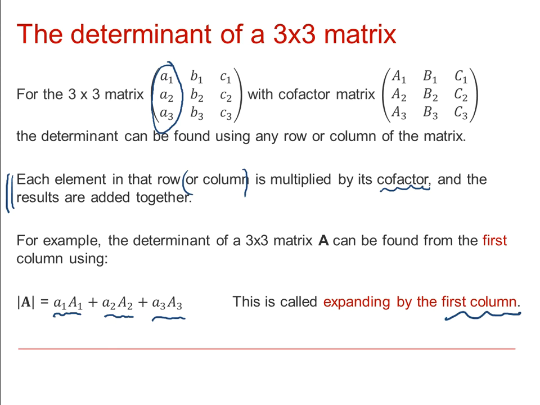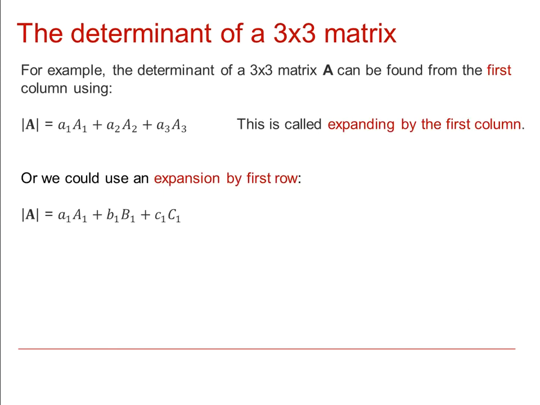And there are some advantages to carefully picking which row or column that you might choose to calculate the determinant. So using the first column, we get this expression. Using the first row, then we will get this, where these are the elements in the first row, A1, B1 and C1, multiplied by their corresponding cofactors.